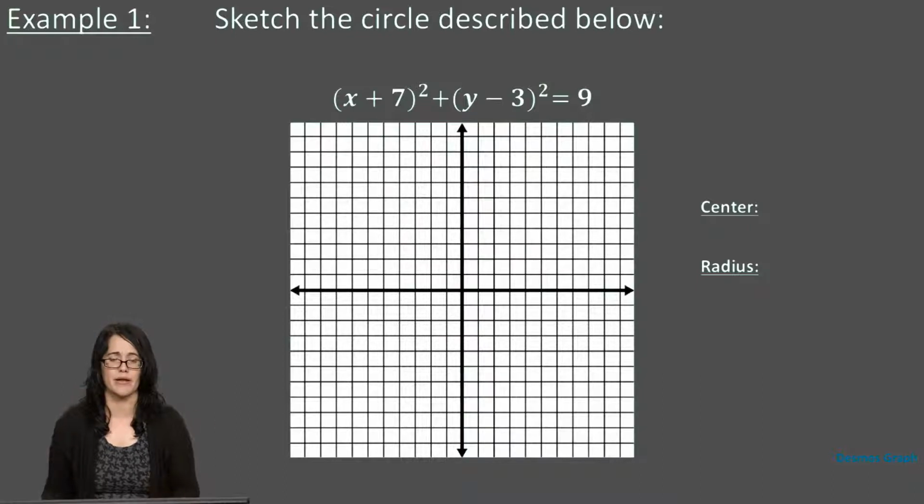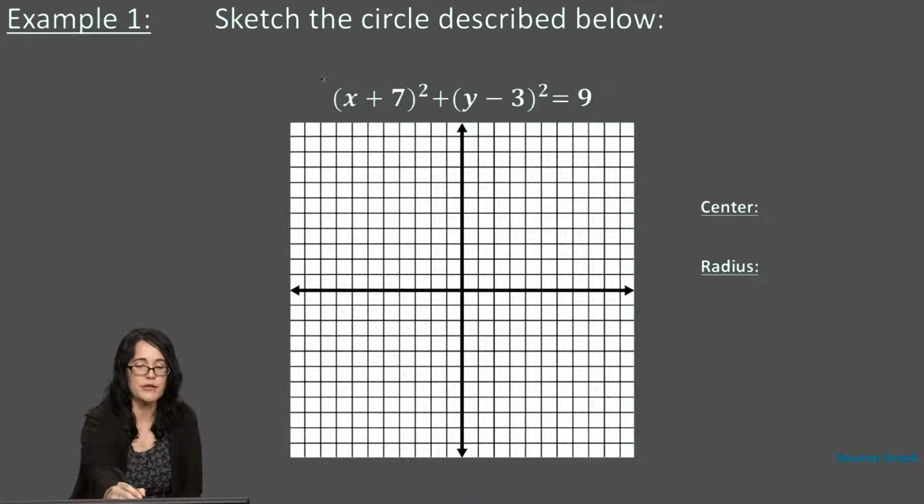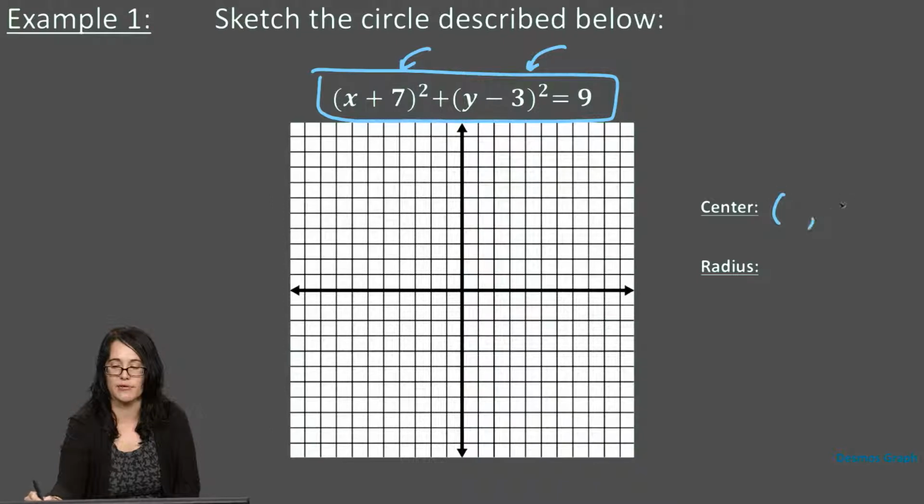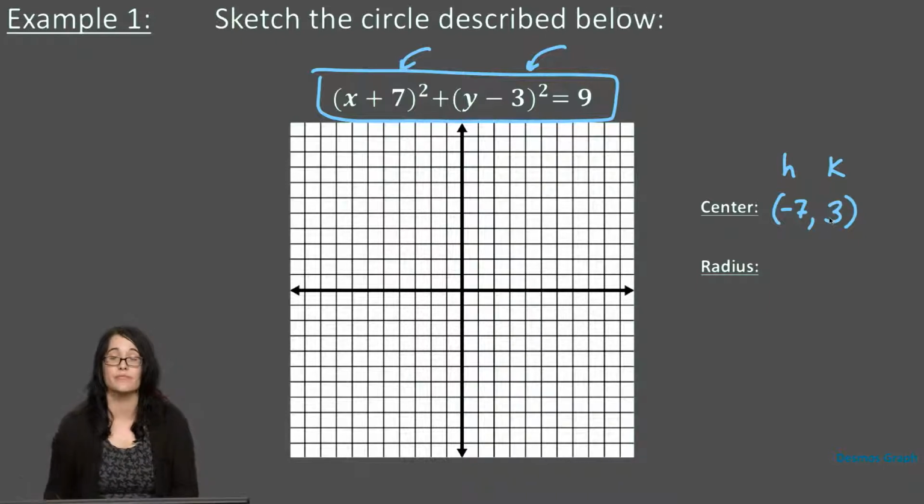We'll talk more about that in the future. Okay, so taking a look at this standard form of a circle, notice x and y are both squared. We can also tell what our center is directly. See if you can write it down. What is your center (h, k)? That's right, (-7, 3). Good job.